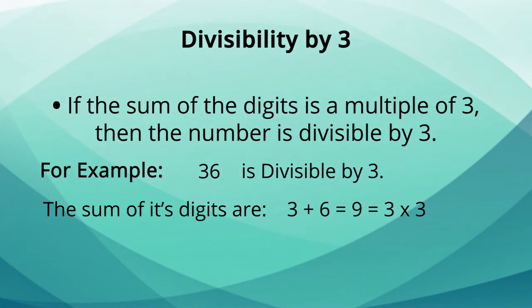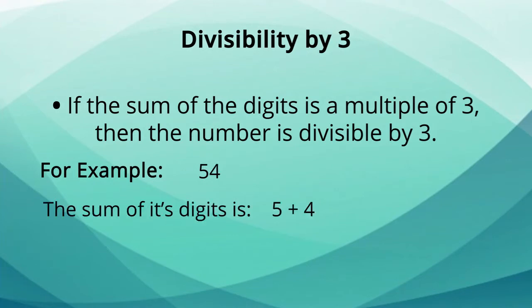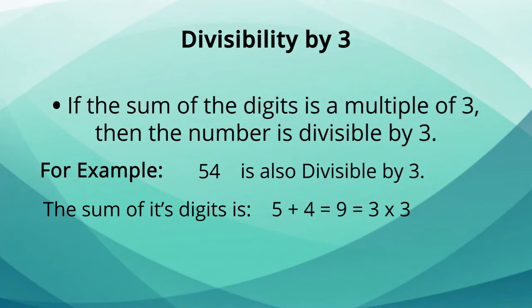Let us take one more example. Let the number be 54. Now, we can see that the sum of its digits is 5 plus 4, which is equal to 9, which is a multiple of 3. Hence, 54 is also divisible by 3.